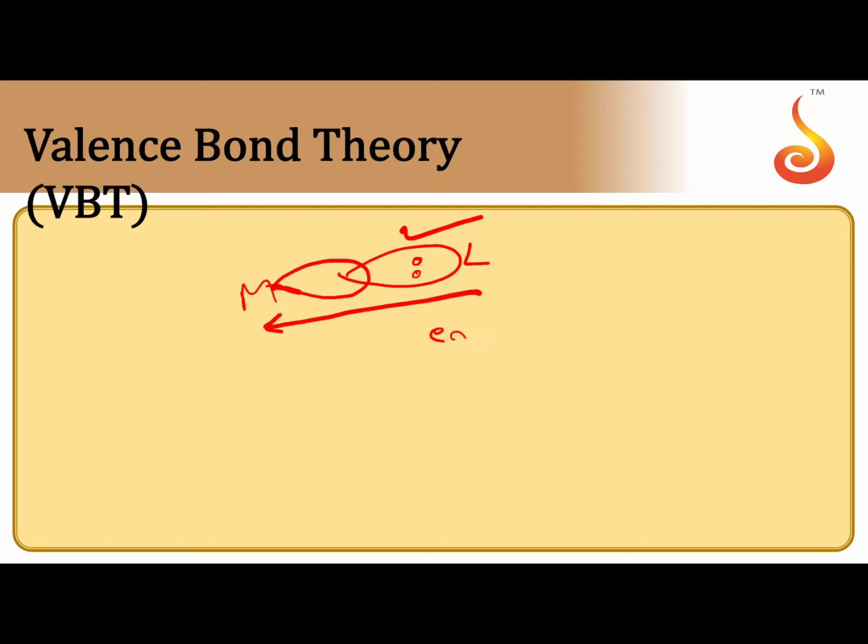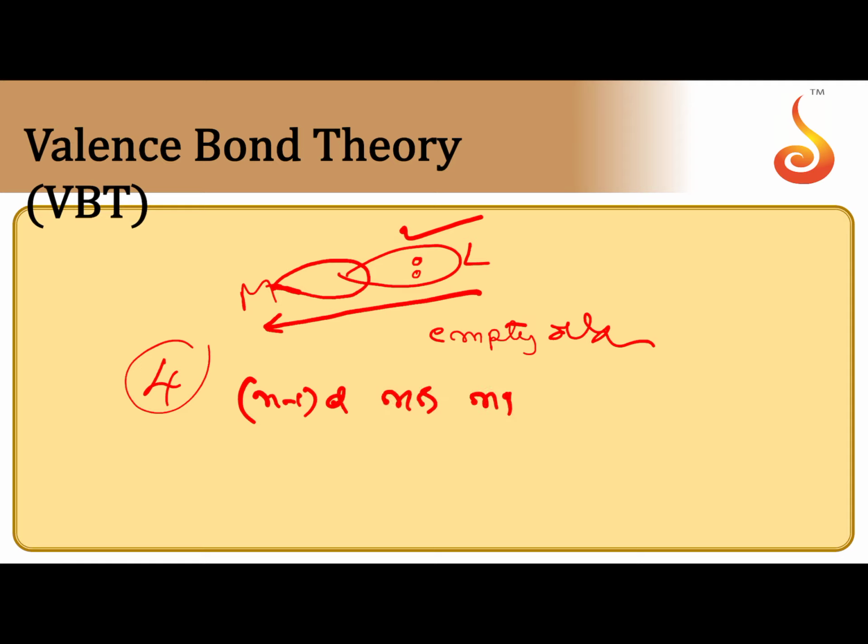The central metal atom has to provide a sufficient number of empty orbitals. If 4 is the coordination number, it has to provide 4 empty orbitals. They undergo hybridization. The orbitals available are (n-1)d orbitals, ns orbitals, np orbitals and nd orbitals. So d orbitals are of two types: d orbitals of the outer orbit and d orbitals of the inner orbit.